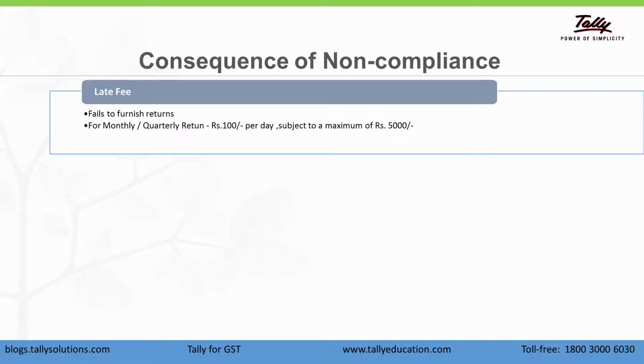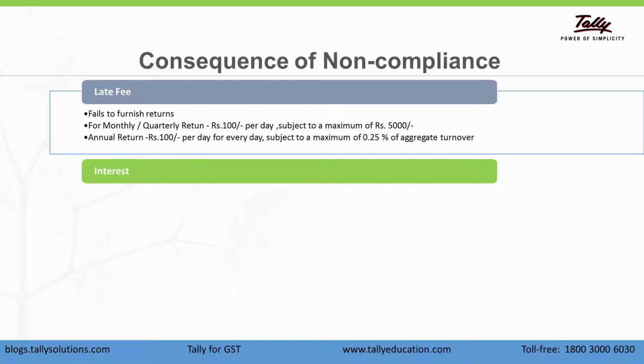For monthly or quarterly return not filed, 100 rupees per day will be charged till the date the return is filed, subject to a maximum of rupees 5,000. For annual return not filed, 100 rupees per day will be charged to a maximum of 0.25% of the dealer's aggregate turnover.